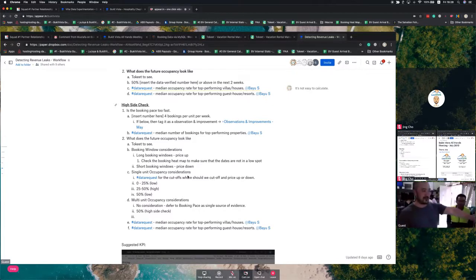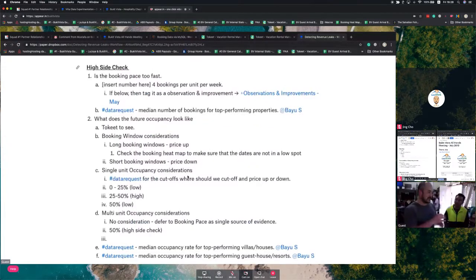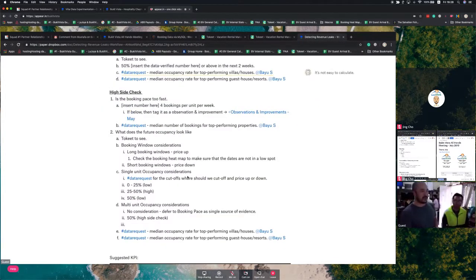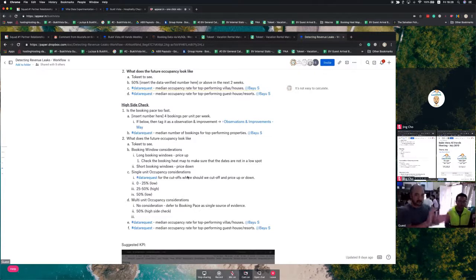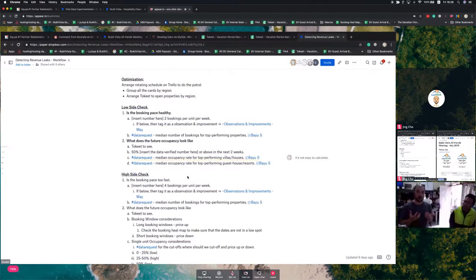I won't go over this part, but this is related. You don't have to know this part. You just need to know that this number will change, because we're still trying to figure it out. But if you're getting less than 2 bookings a week, we really need to think about what we need to do to fix your condition.